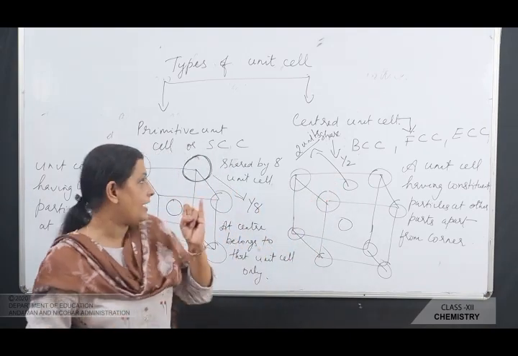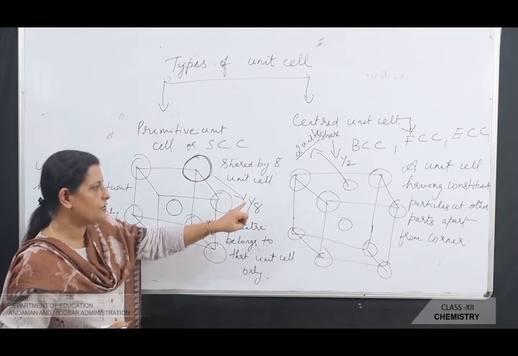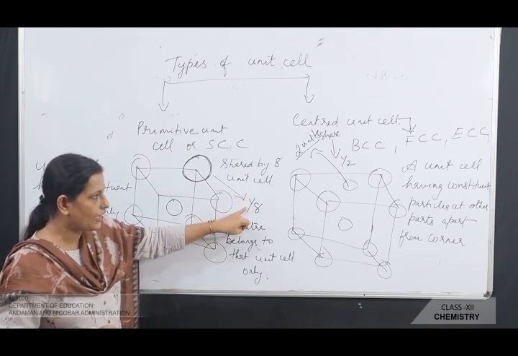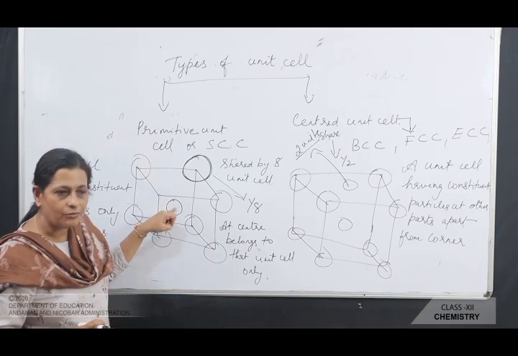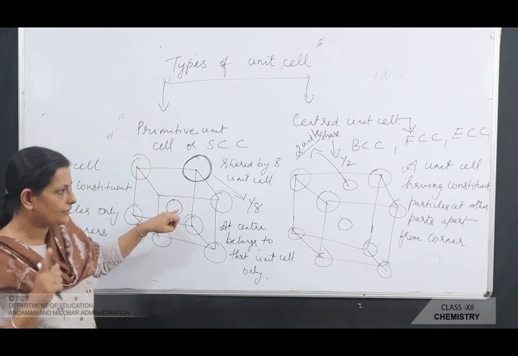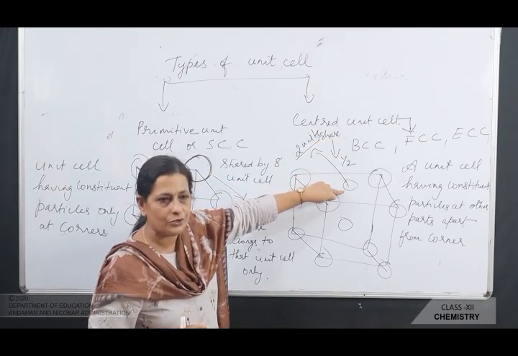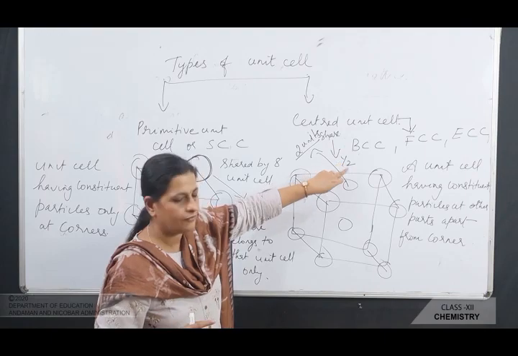So, a particle at the corner is shared by 8 unit cells. So, the contribution to that unit cell is 1 by 8. Then the center of the body belongs to that particular unit cell. So, the contribution is how much? 1. Then a particle at the center of the face is shared by 2 unit cells. So, the contribution is 1 by 2.